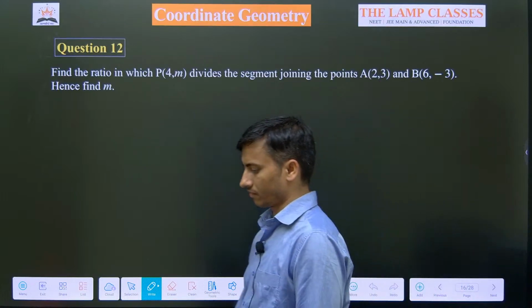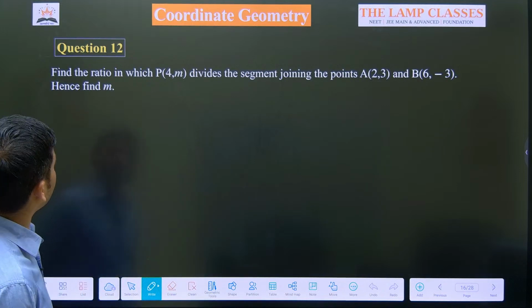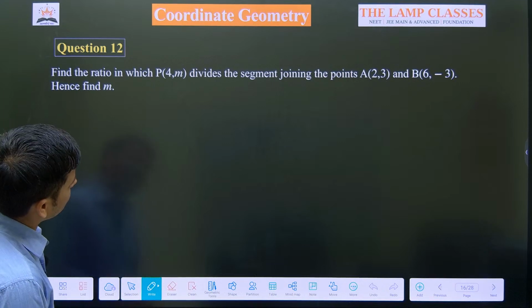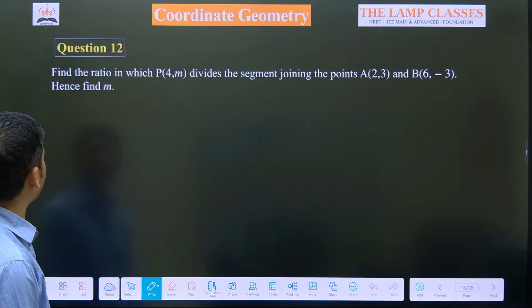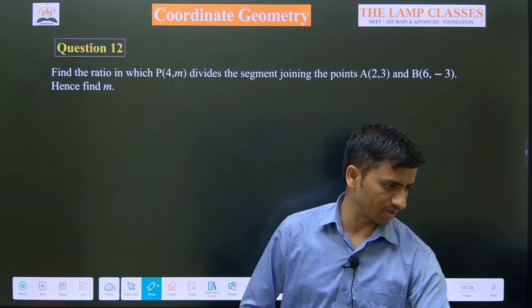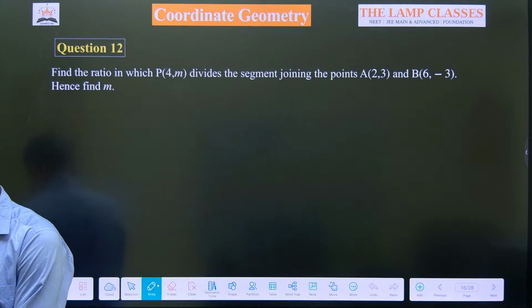Let's go. Next question. Find the ratio in which the point P(4, M) divides the line segment joining the points A and B. Hence, find M. You might have done multiple such questions. Please do it again.